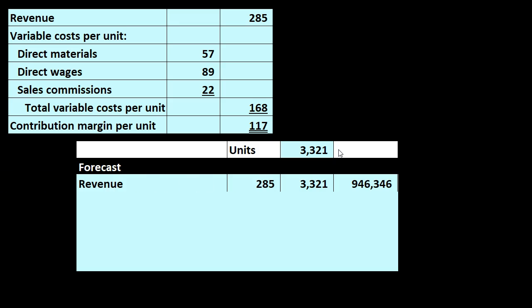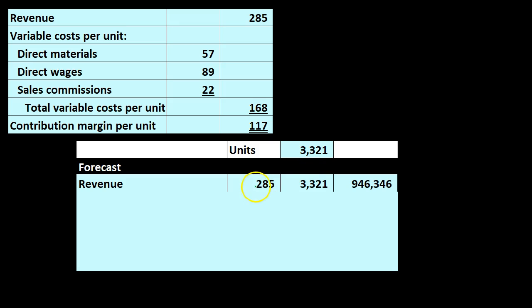So a forecast will look something like this, a similar kind of contribution margin income statement. However, now we're forecasting into the future for it. So what we're going to say here is, if I predict that the units we're going to sell are 3,321, which was our break-even point last time, so in essence, we're testing our break-even point.